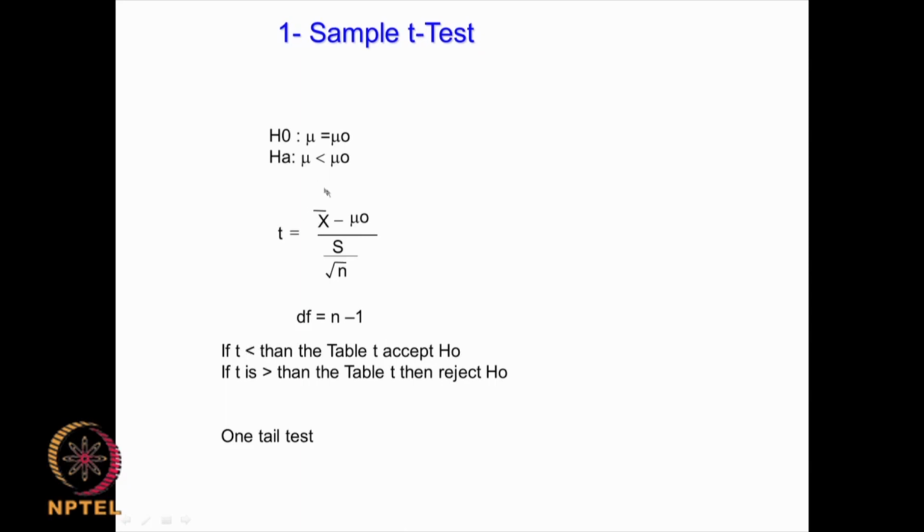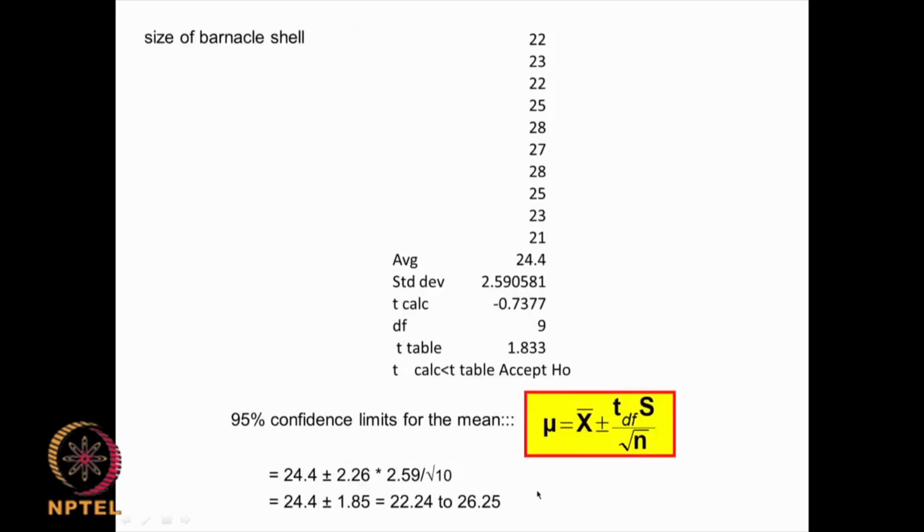If the T which we calculate is less than the table T, and there is a table T for different degrees of freedom, then accept H naught. If T is greater than the table T, then reject H naught. Of course, we are using a one tail test.